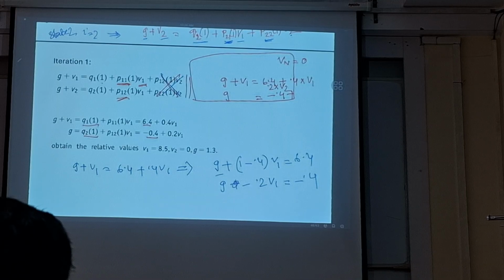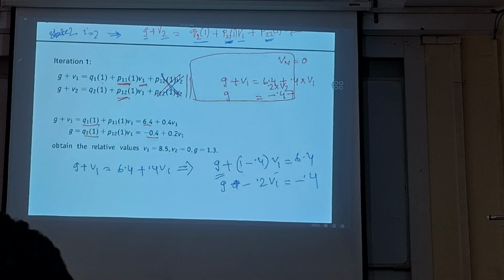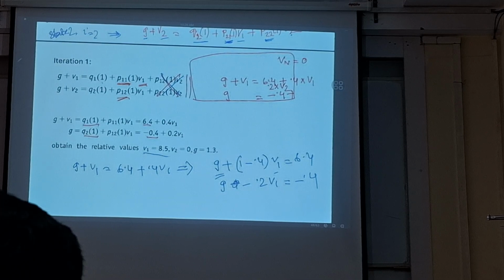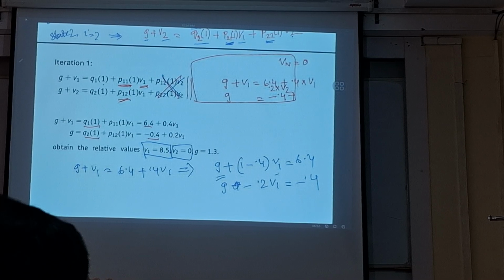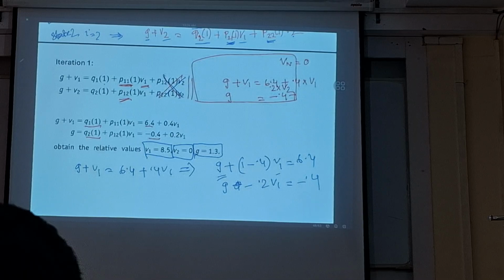Now, since we have now two variables only, we can solve it. Following the text, here is the solution. d1 is equal to 8.5, d2 is equal to 0, as we assume, and g is equal to 100. Here is the matrix version of this one.